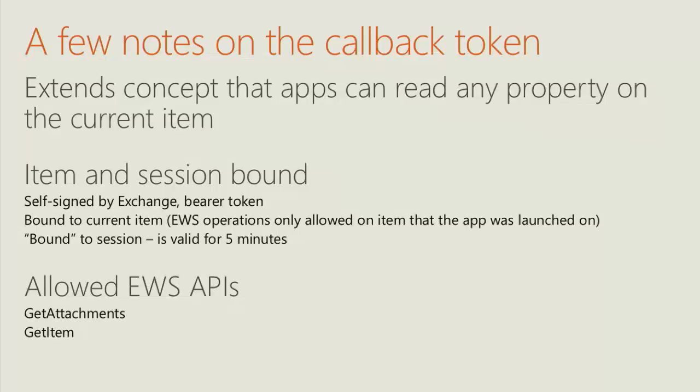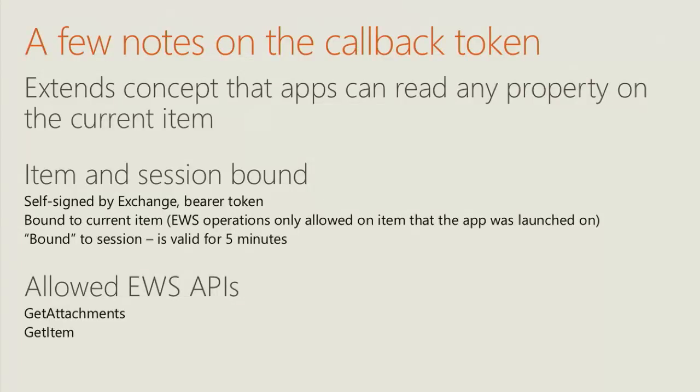And so one last slide before I actually show you how this works. A couple of notes on the callback token. The point of this callback token is to extend the concept that apps can access or read any property on the current item that the app was opened on. This means that the callback token is item and session bound.